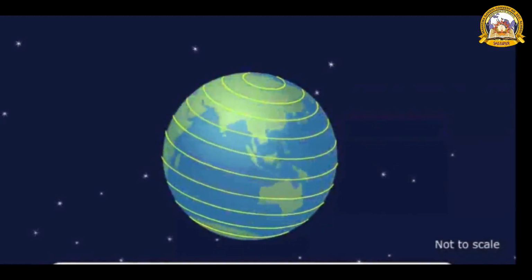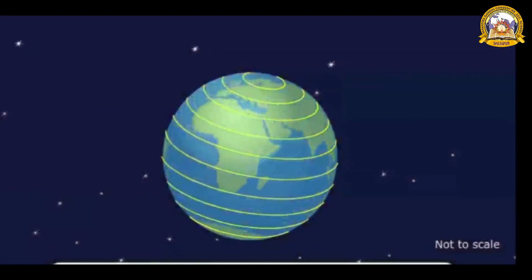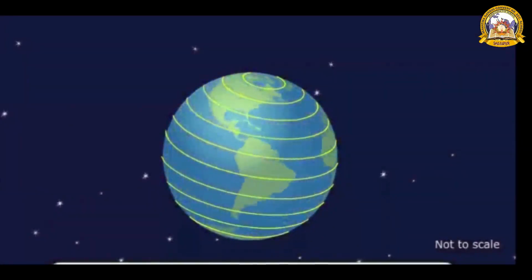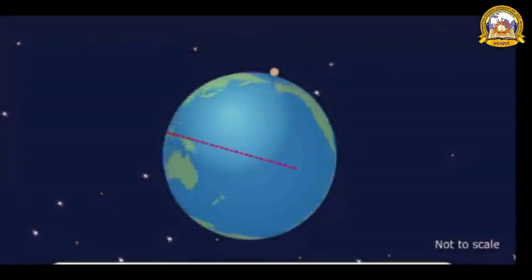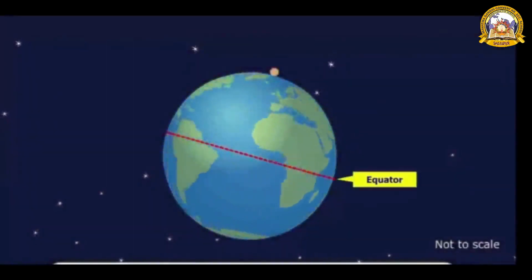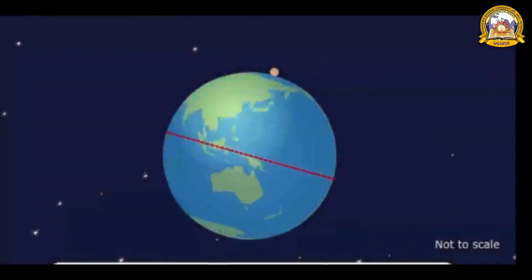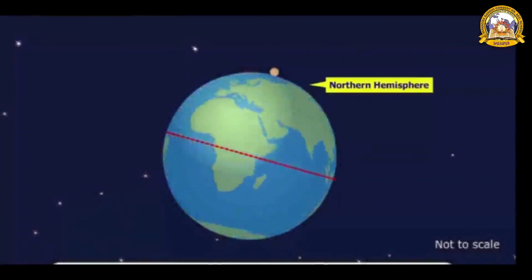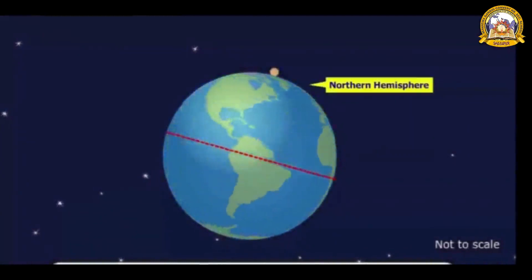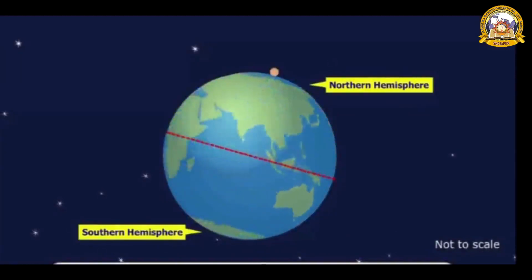The Earth is divided into two equal parts by drawing an imaginary line midway between the North Pole and the South Pole. This line is called the equator. It is the longest parallel. The part of the Earth which lies to the north of the equator is called the northern hemisphere. The other half, known as the southern hemisphere, lies to the south of the equator.